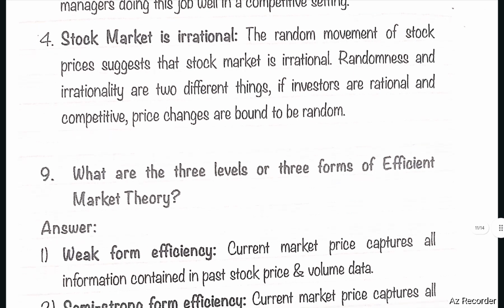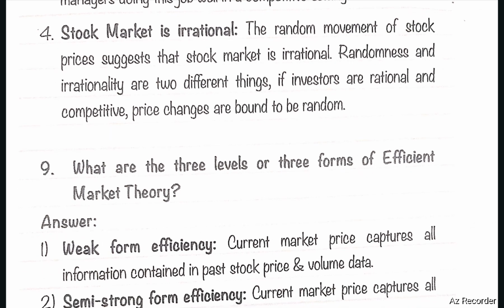Stock market is irrational. The random movement of stock price suggests that stock market is irrational. Randomness and irrationality are two different things. If investors are rational and competitive, price changes are bound to be random.